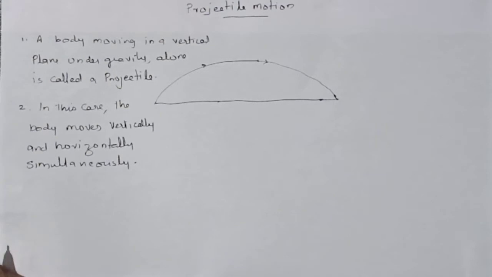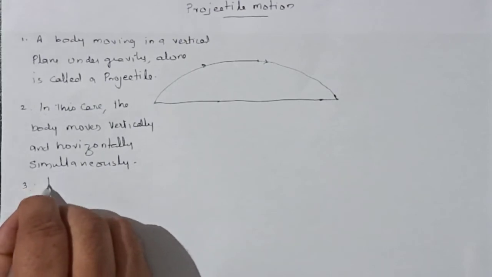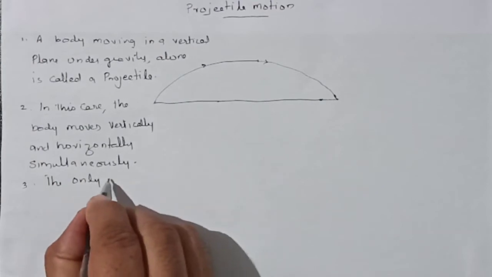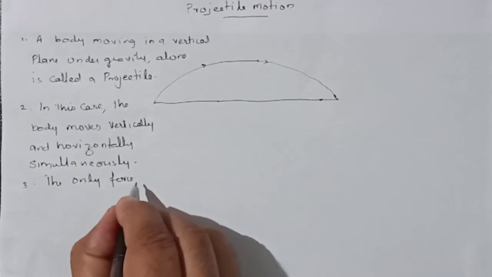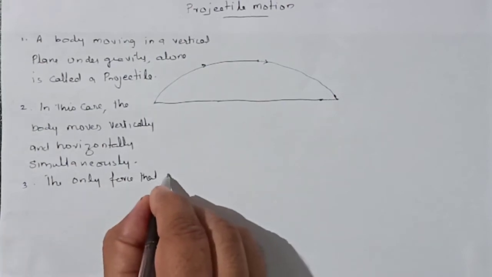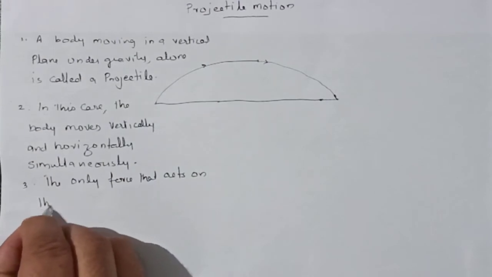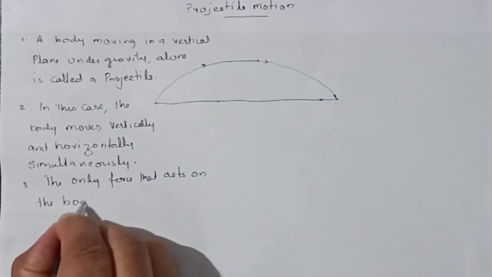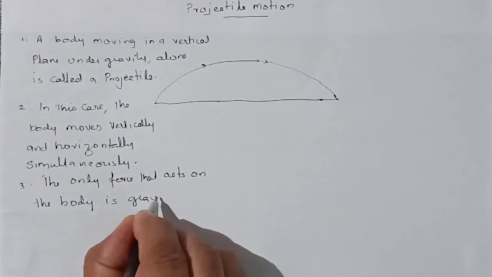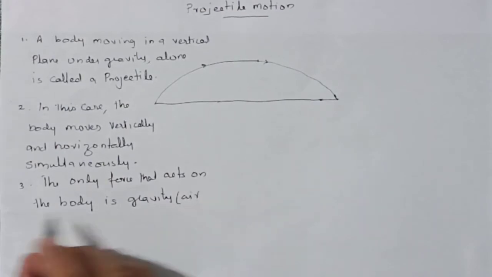And of course, the only force that acts on the body is the gravitational force, which is acting downwards. And of course, we will not consider the air drag. We assume that there is no air drag, which is nearly true, because whenever we talk about projectiles, they are not moving too fast. There is a reason for that too. So the only significant force that acts on the body is the gravitational force.